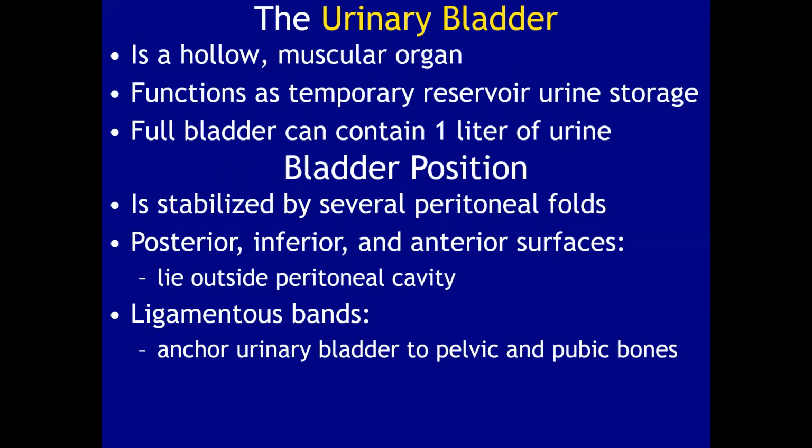The urinary bladder, again, is much like a balloon. It's a hollow muscular organ. This is a temporary reservoir for the storage of urine. You can have up to 1 liter of urine in the urinary bladder, but it does vary from person to person. You saw in the images of both the male and the female anatomy that they're in essentially the same place, but the female's is just a little bit higher. There are peritoneal folds that hold the bladder in place, and there are bands that anchor the bladder to the pelvic bones and to the pubic bones.